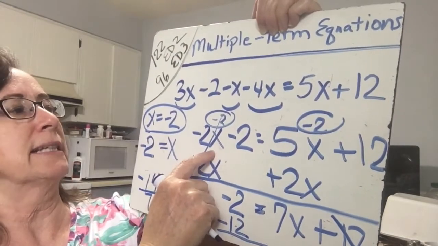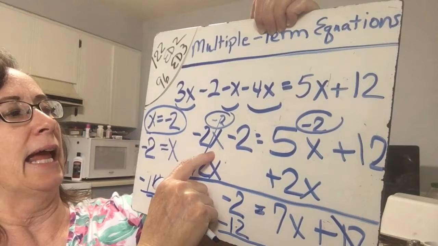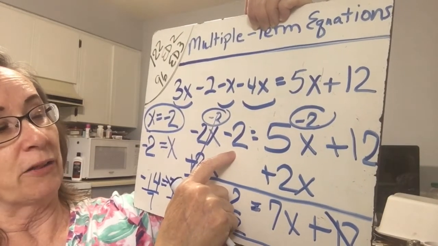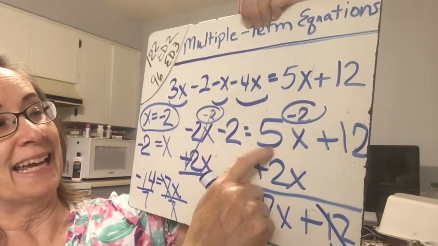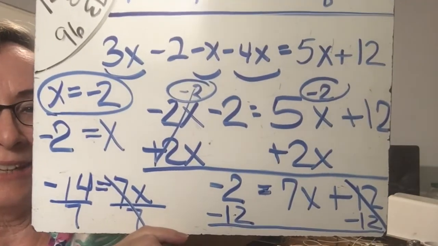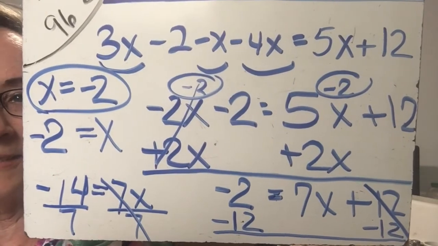And on the left-hand side, I get a 4, take away 2 is 2. And on the right-hand side, I get a negative 10 plus 2 is 2. So I get 2 on both sides, therefore it is correct.